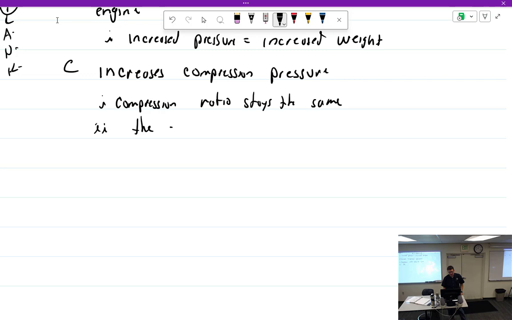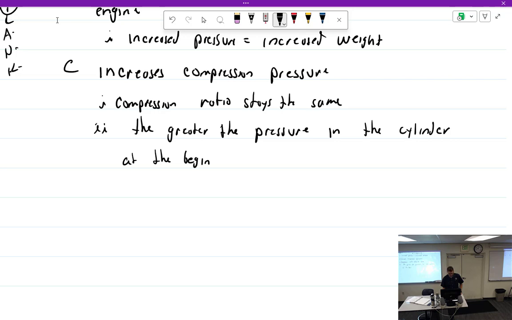Well, it's obvious. The greater the pressure in the cylinder at the beginning of intake, the greater the pressure at the end.